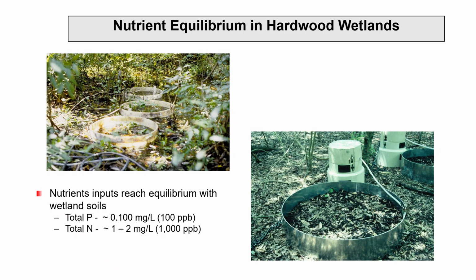For instance, in these balanced systems, we typically see total phosphorus concentrations around 0.100 milligrams per liter, or 100 parts per billion. For total nitrogen, the equilibrium concentrations are generally in the range of 1 to 2 milligrams per liter, which translates to about 1,000 parts per billion. These figures represent the steady-state conditions where nutrient uptake and release are in balance within these wetland environments.